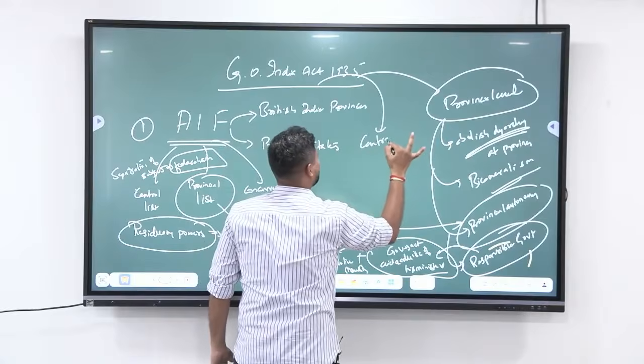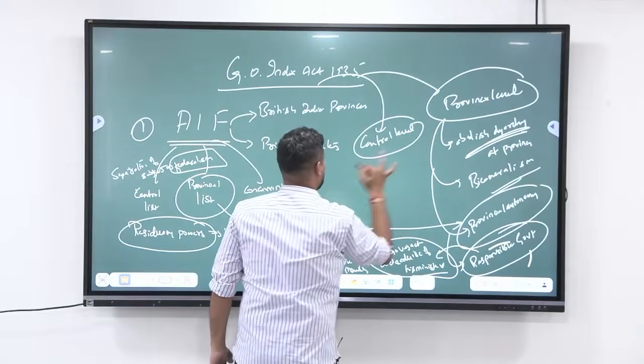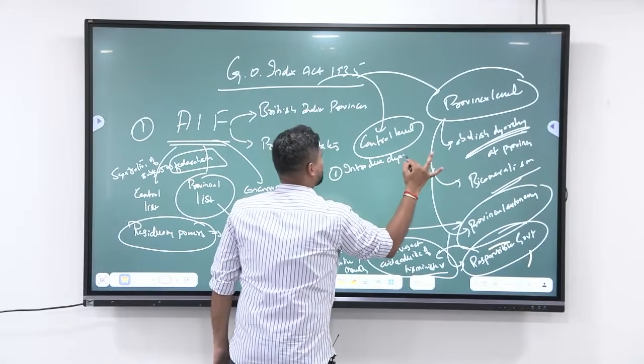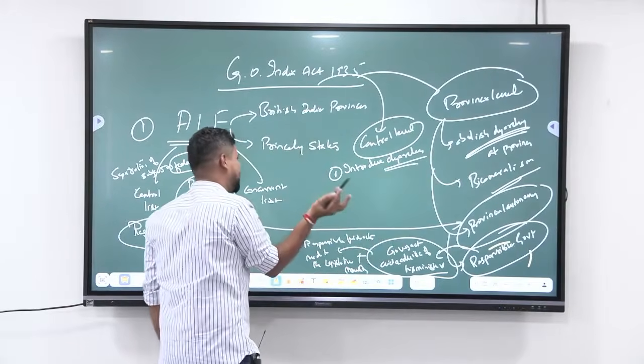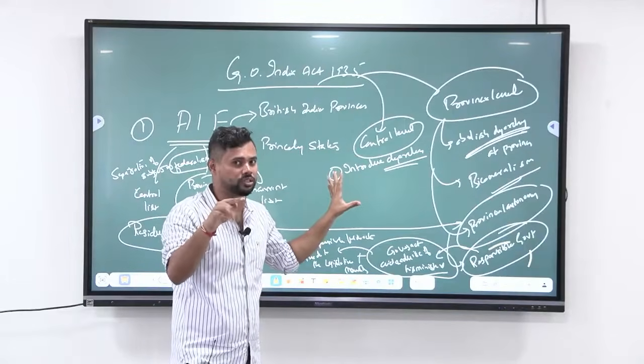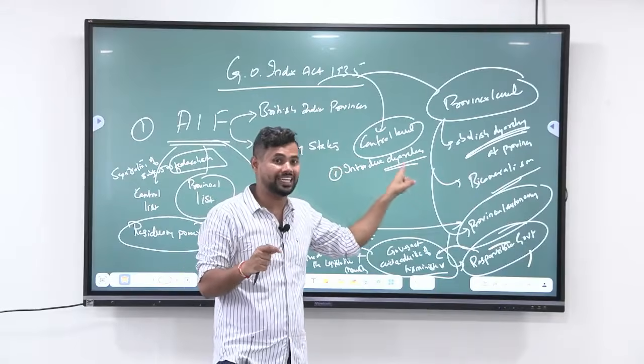So, if you take the central level, look at this. At the central level, one, they will introduce diarchy. They are basically removing the diarchy from the provinces and introducing the diarchy at the central level. This is basically a recommendation given by the Simon Commission. But anyways, they will introduce diarchy at the center.